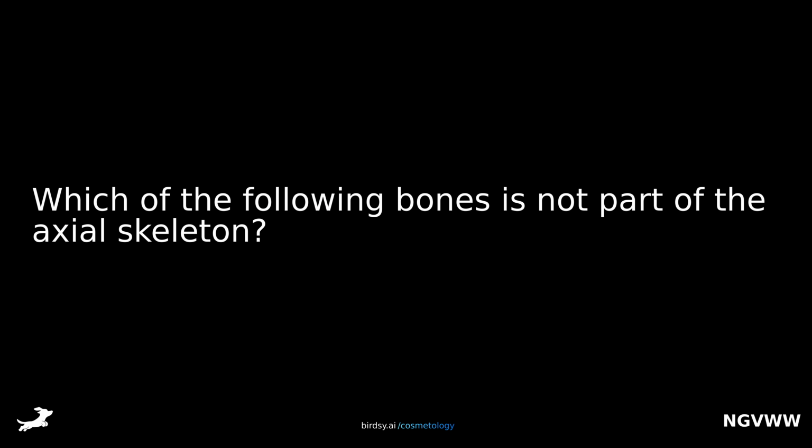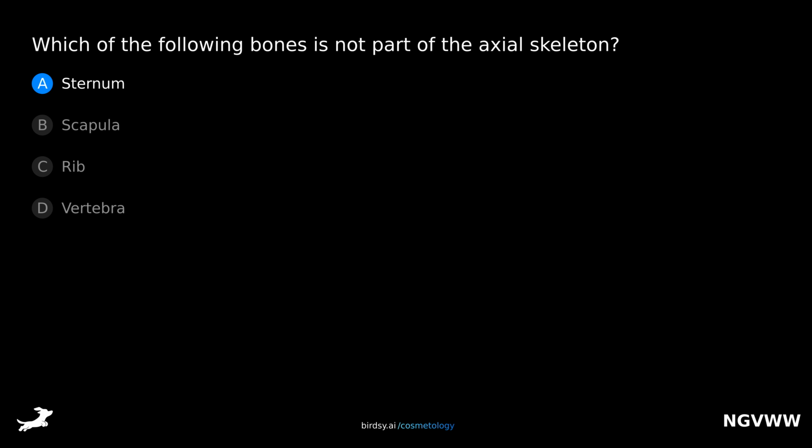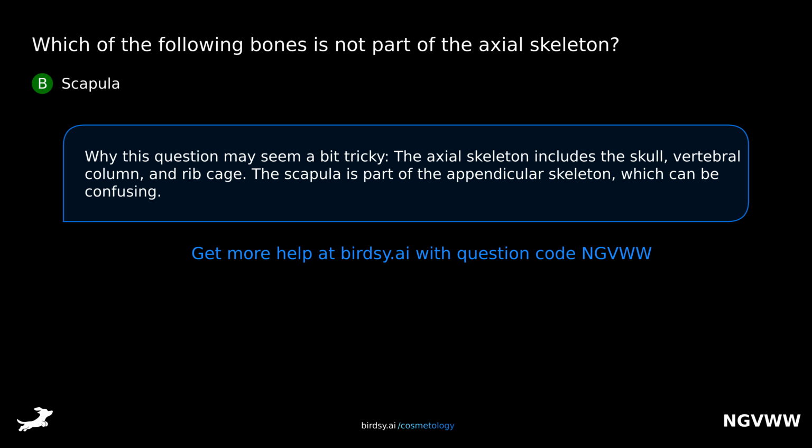Which of the following bones is not part of the axial skeleton? Is it A, sternum, B, scapula, C, rib, or D, vertebra? The answer is B, scapula. Why this question may seem a bit tricky. The axial skeleton includes the skull, vertebral column, and rib cage. The scapula is part of the appendicular skeleton, which can be confusing.